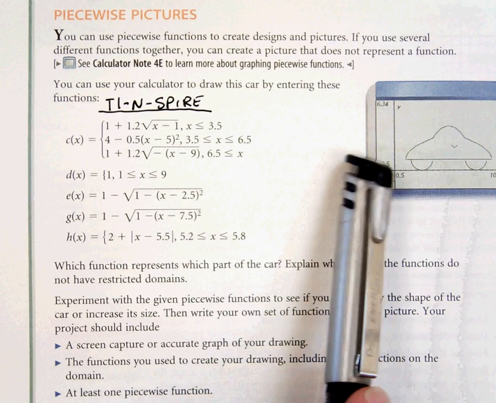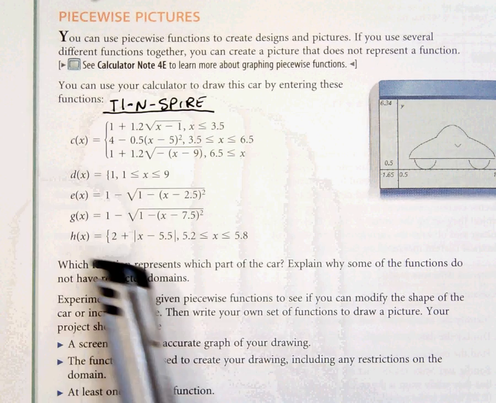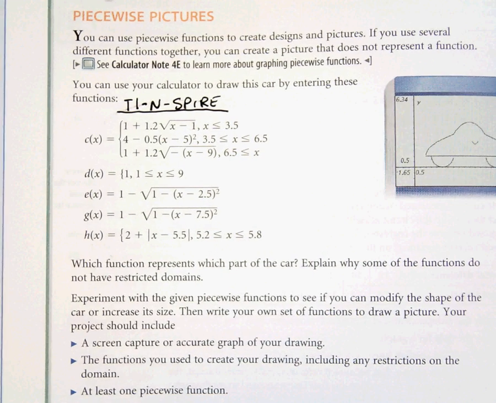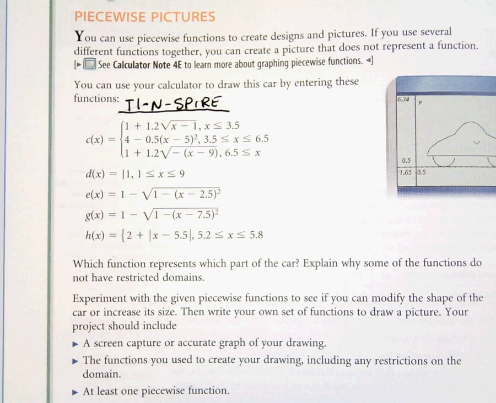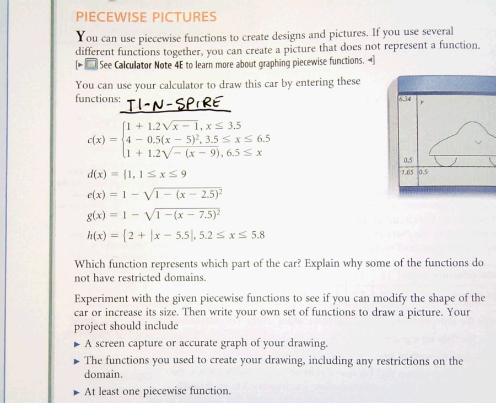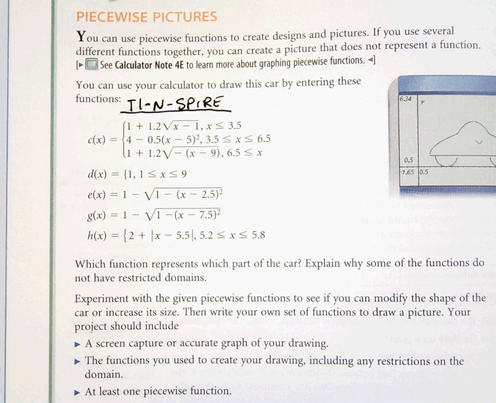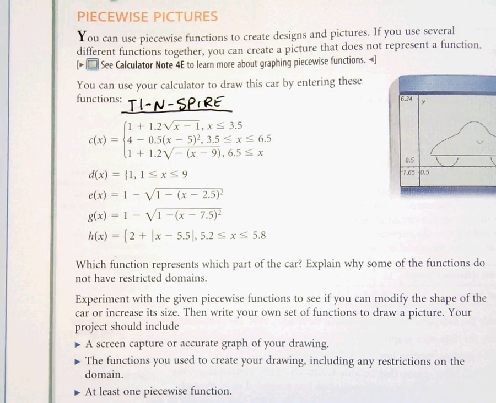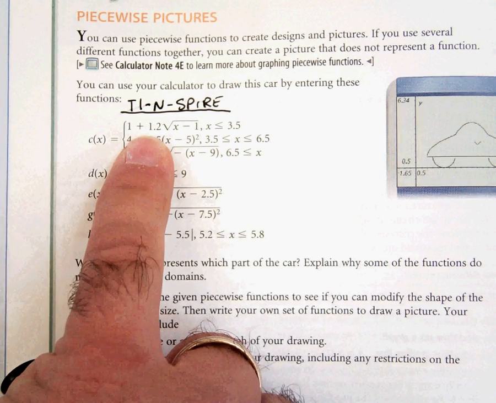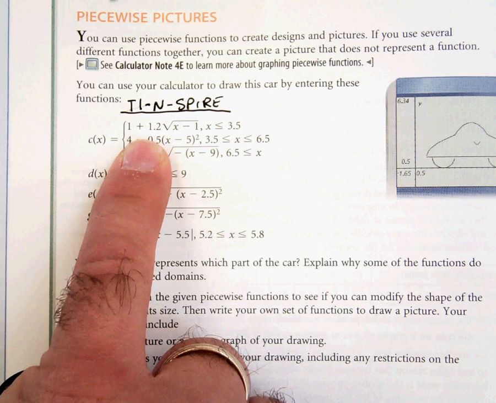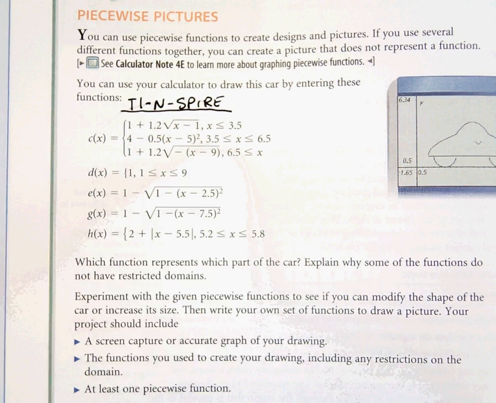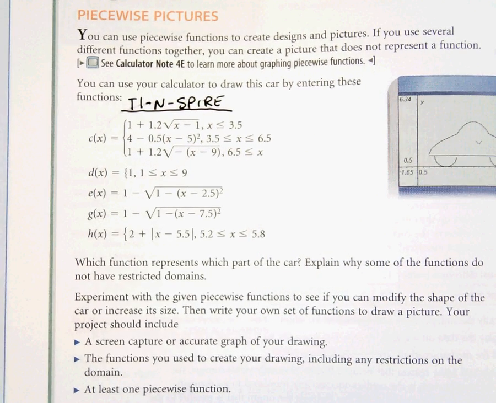I just wanted to make sure that you see here that their instructions for putting these into the calculator are slightly different for the TI-84 that most of you have than what they have here. This would be the instructions for the TI-Inspire, which is the newer calculator. So for the TI-84, to put this first line in, they want you to put in 1 plus 1.2 times the square root of x minus 1, comma, x is less than or equal to 3.5.